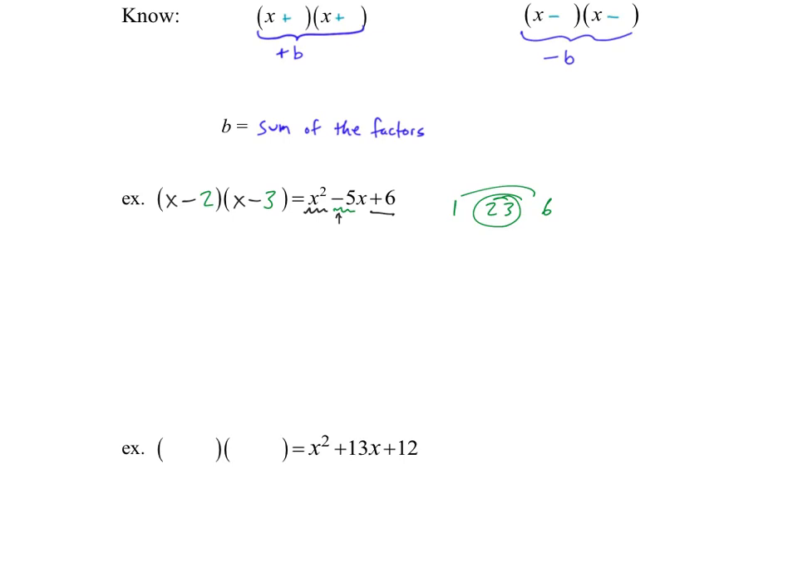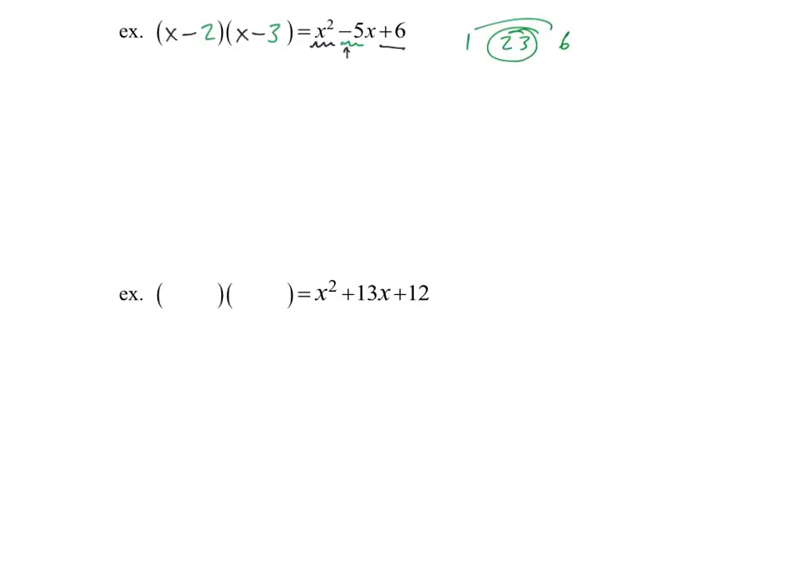So good to check answers. Well, when we FOIL, we have x times x gives me my x squared. And my outside minus 3x, inside minus 2x for a total of minus 5x. Negative 2 times negative 3 gives me a positive 6. All right, 1 to go, and then we'll be done.